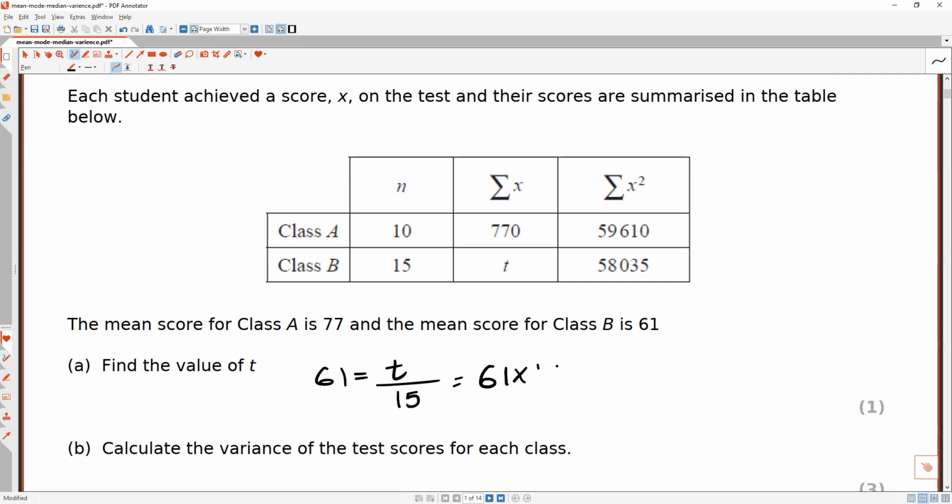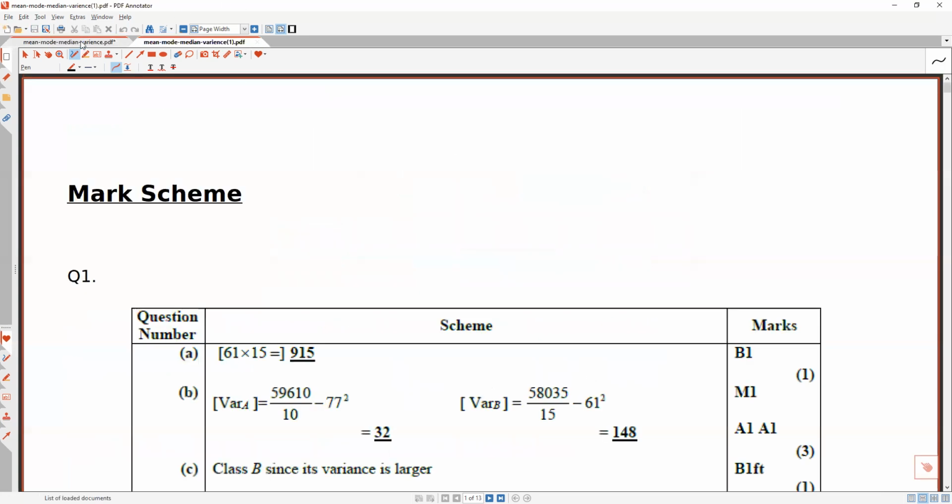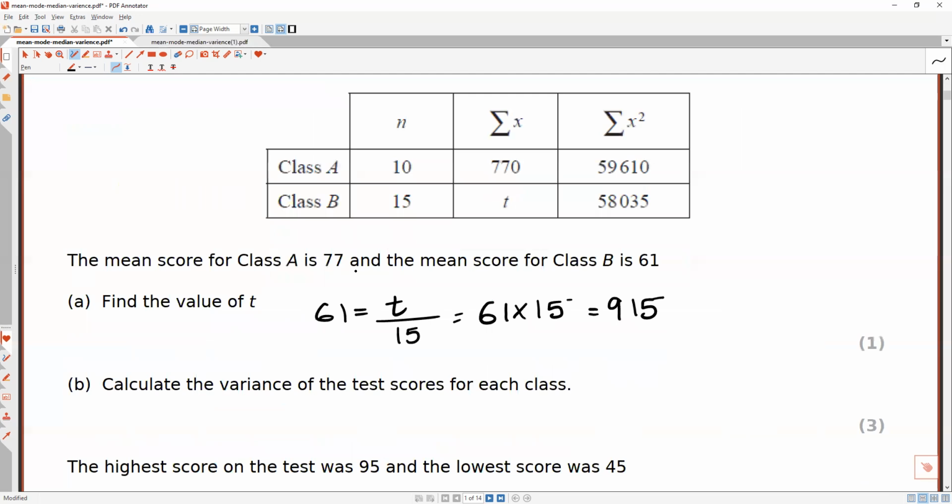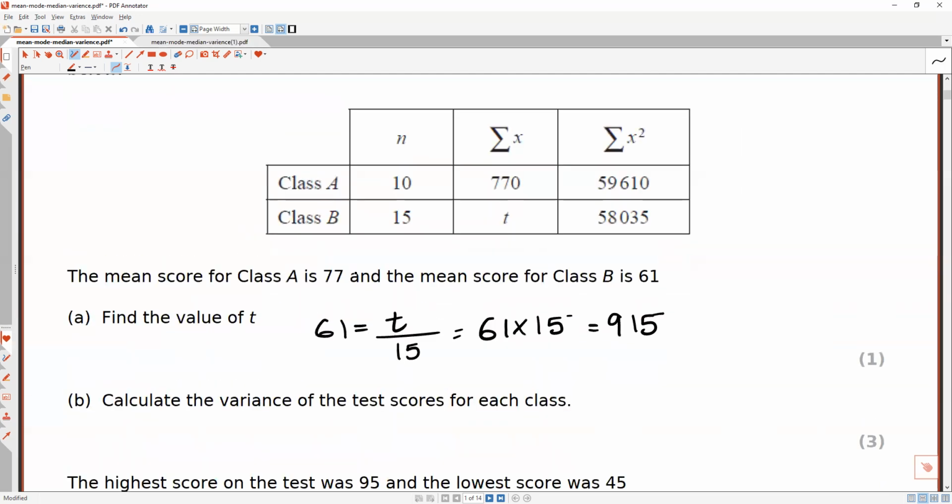So 61 multiplied by 15 will be your answer. Does everyone understand this? What answer are you getting? 915 is your answer. You'll see the mark scheme now. So the mark scheme is this. Question number 1, 915. Perfect, that is the answer. Next: calculate the variance of the test score for each class.